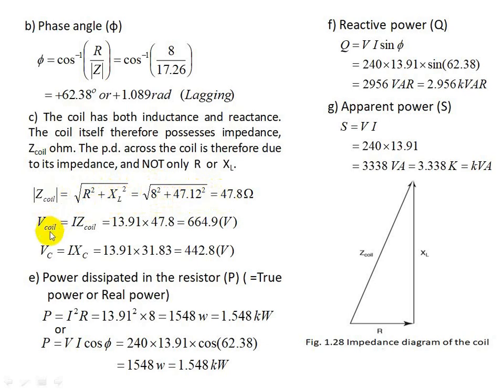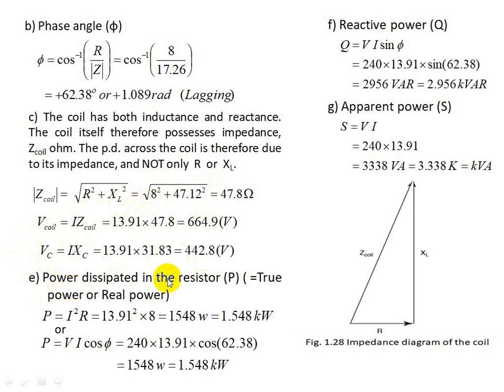Then voltage across the coil will be the product of I into the impedance of the coil. So you multiply the current with the impedance. This comes to be around 664.9 volts. To find the voltage across the capacitor, multiply the current with XC. This comes to be around 442.8 volts.